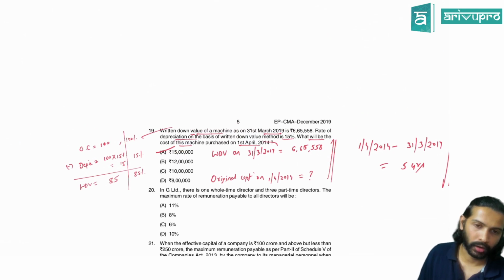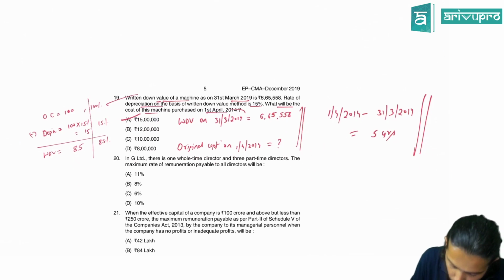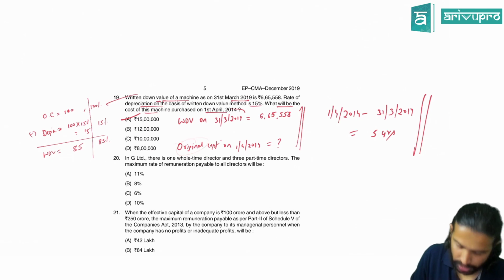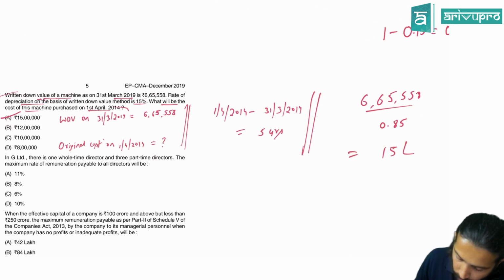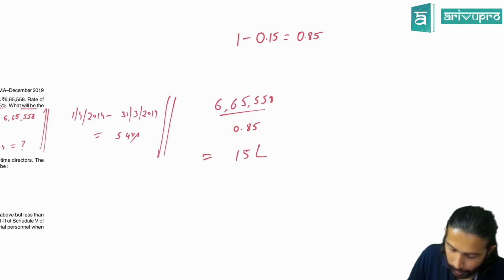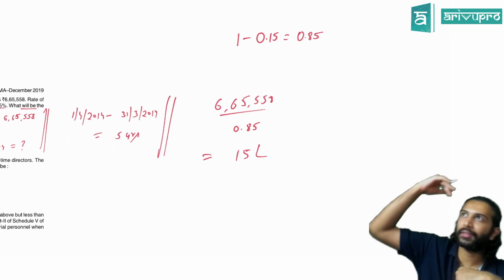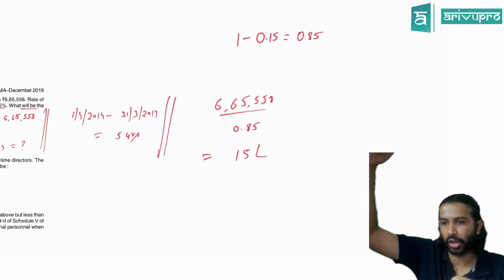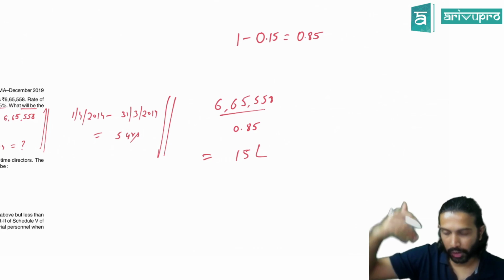Simple funda. If they give you WDV and if they ask original cost, bottoms up, then you divide by the same number, 1 minus depreciation rate. If they ask top down approach, meaning if they give you original cost and ask you the WDV, then you multiply.